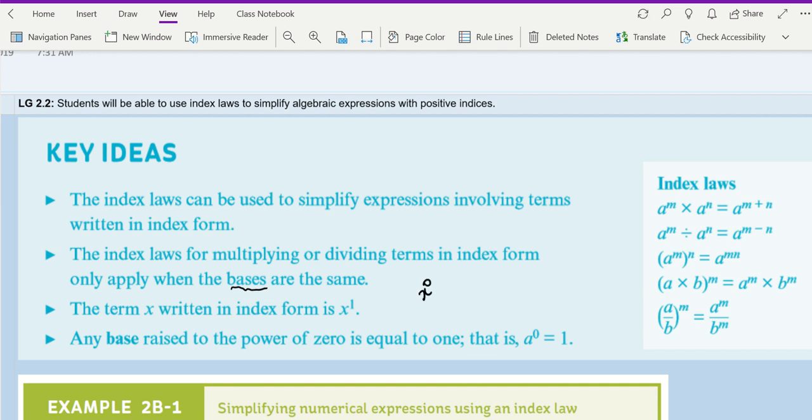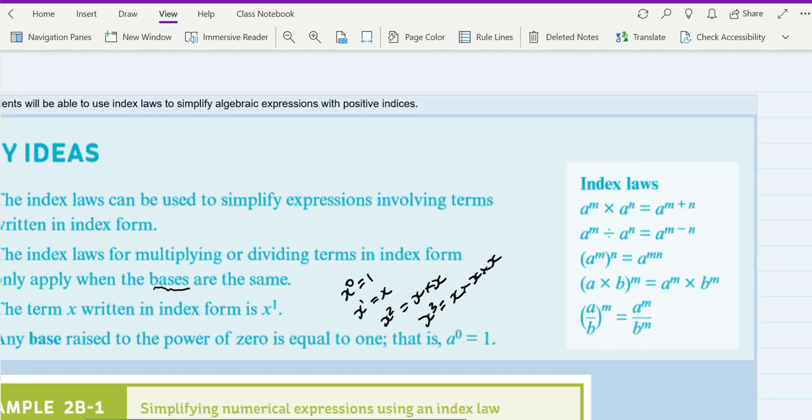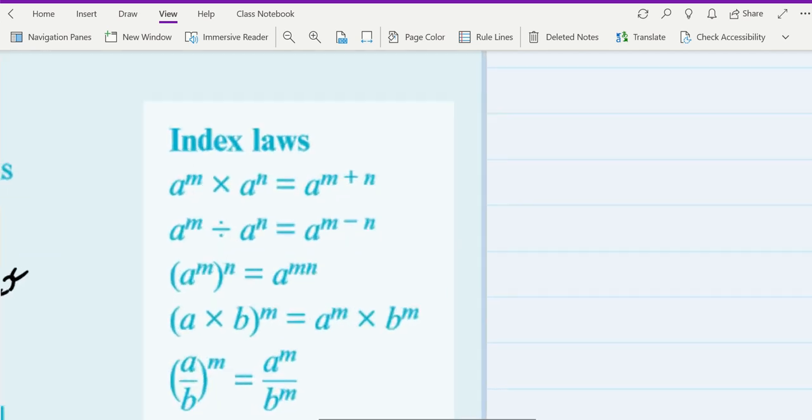So, x to the power of 0 equals 1. x to the power of 1 equals x. x to the power of 2 equals x times x. x to the power of 3 equals what? x times x times x. Now let's have a closer look at these index laws.